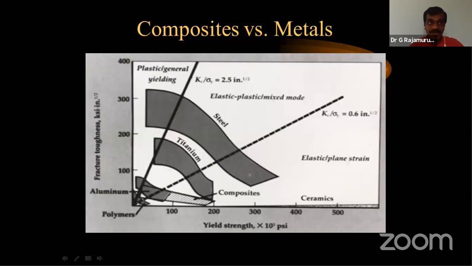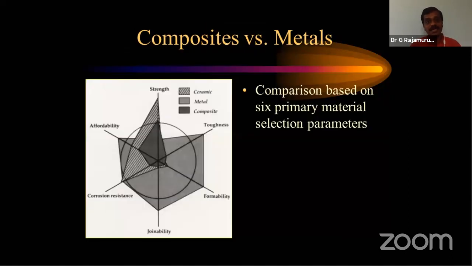So day by day, this is the recent trend: they are trying to enhance the fracture toughness of the composite material by doing research, and they are trying to push the composite material up between the steel and near to the titanium range, exactly at this range. So recent researchers are trying to push the fracture toughness of the composite material.